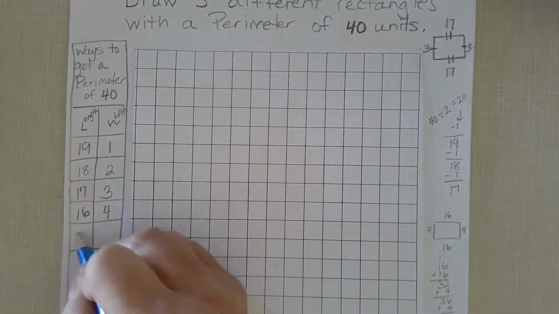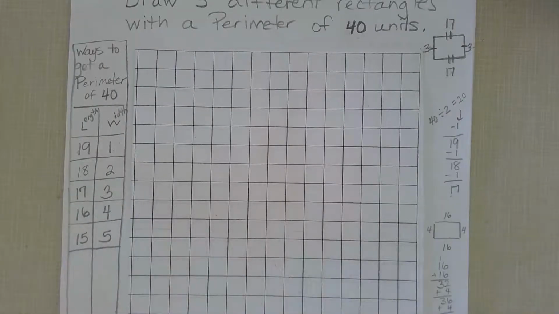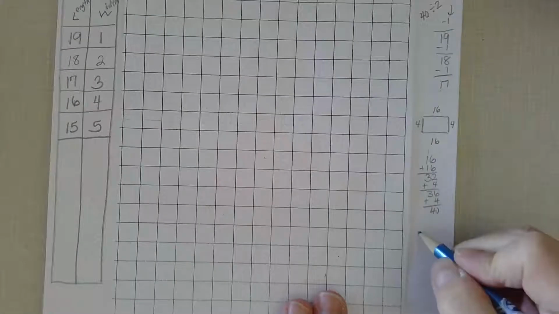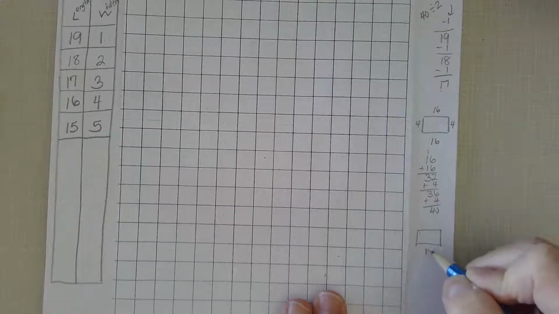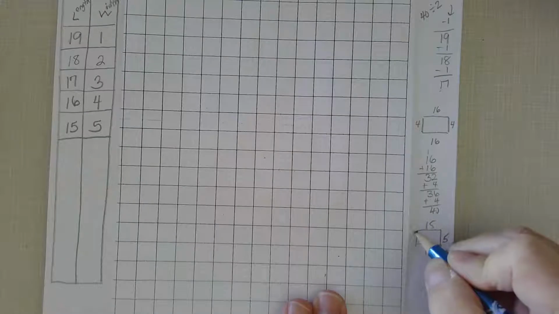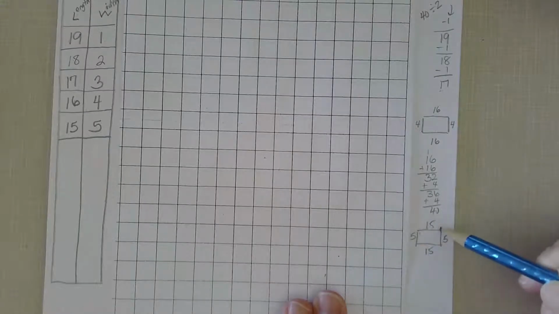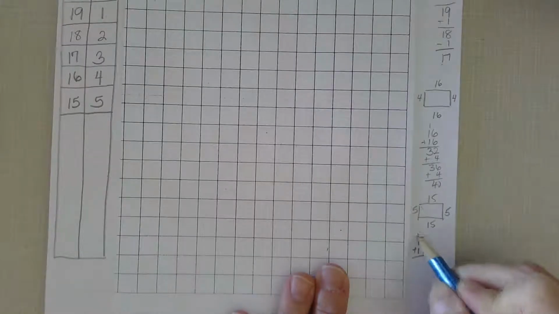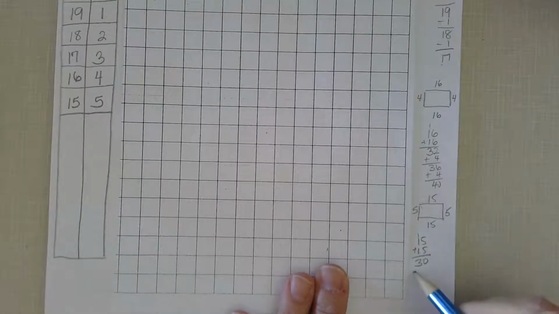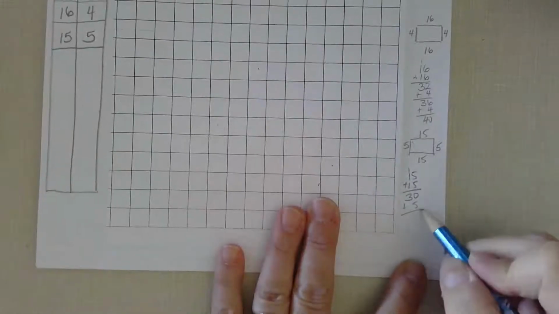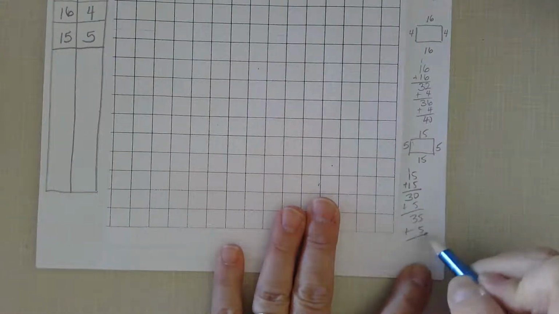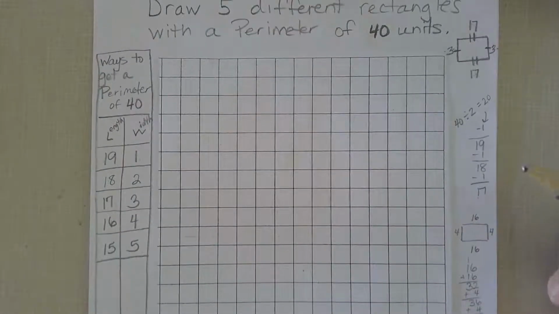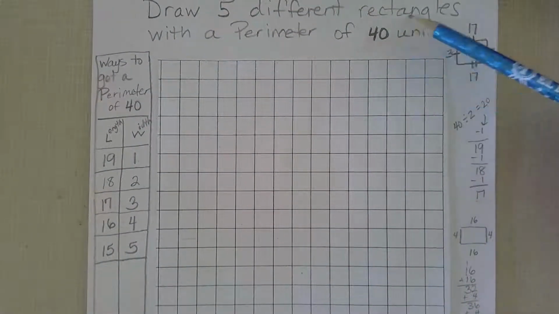Yes, hopefully you said it would be 15 and 5. So again, let's check our work to see if it works. Would you do a rectangle and do 15 and 5, okay, 15 for the length and 5 for the width, and if we add 15 plus 15, we get 30, and then we add 5, we get 35, and then we add 5 again, and we get 40. So the strategy works.